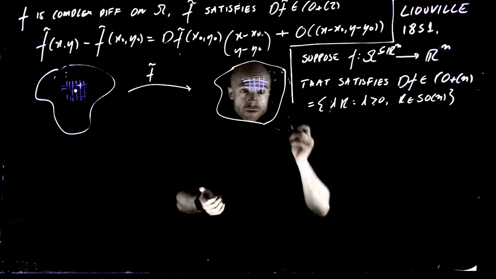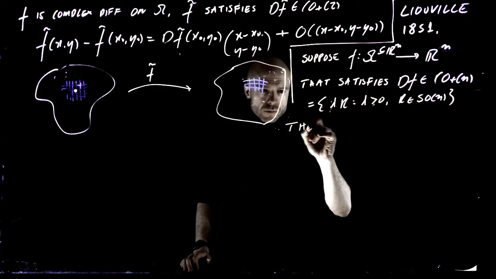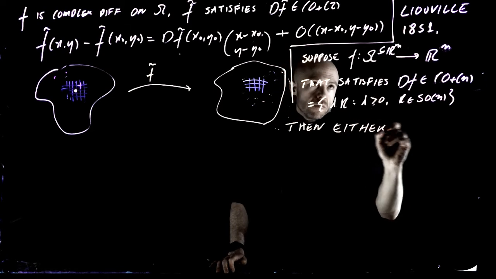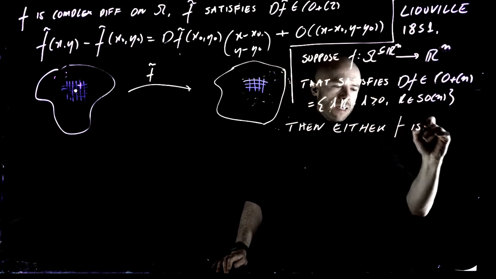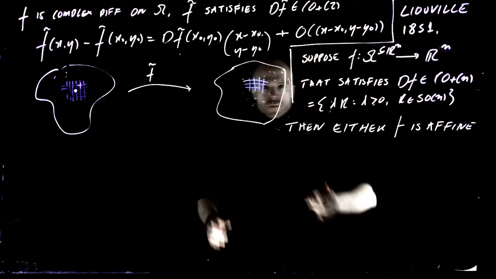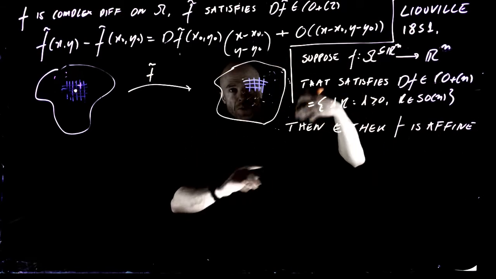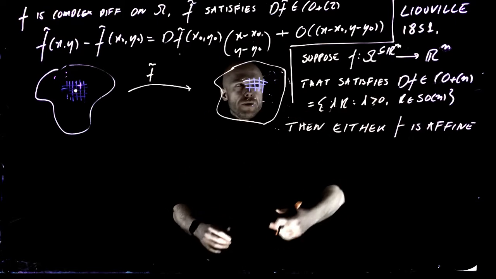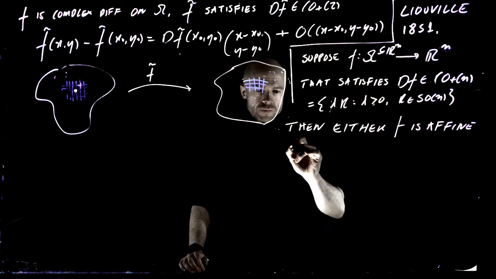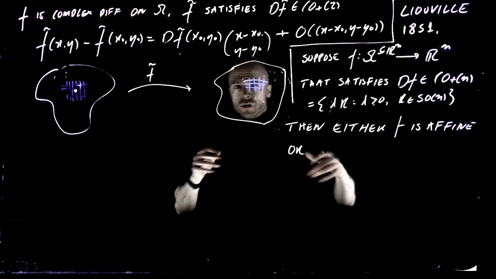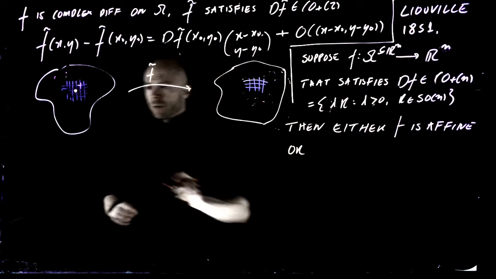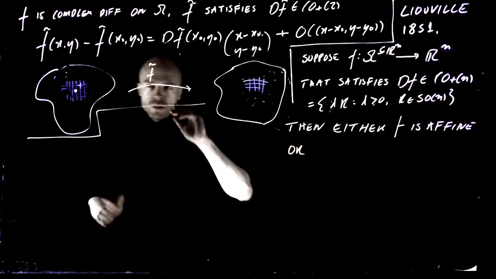Okay, then either f is affine, so it's just some constant vector in Rn plus a linear mapping whose gradient is inside the conformal matrices, or it's what we call a Mobius mapping in higher dimensions, and I have to build that up. All right, so what do we mean by that?